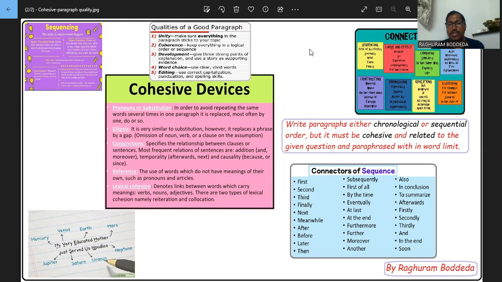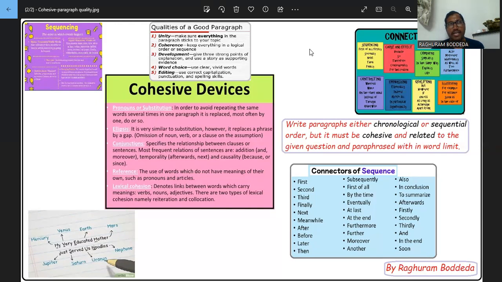The second element is ellipsis. You need to use appropriate ellipsis, especially substitution for your noun, a verb, or a clause. You need to use appropriate replacement of the phrases.